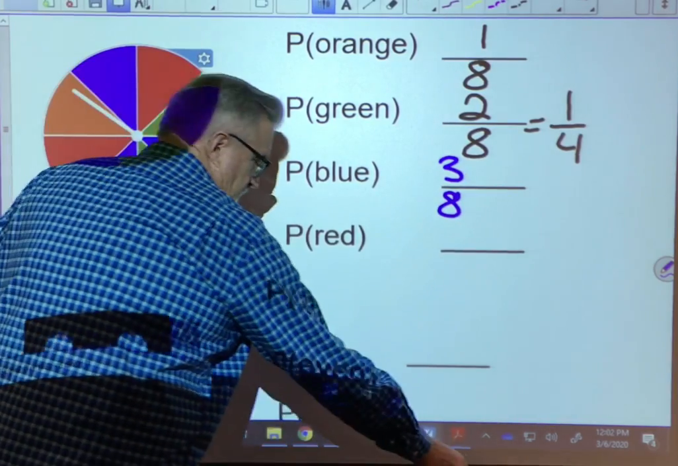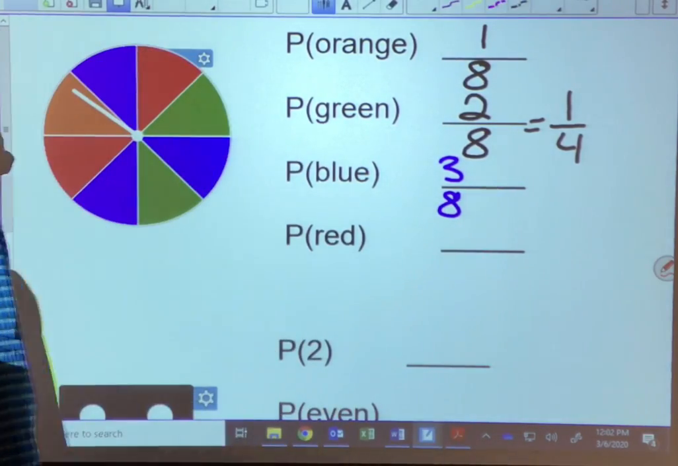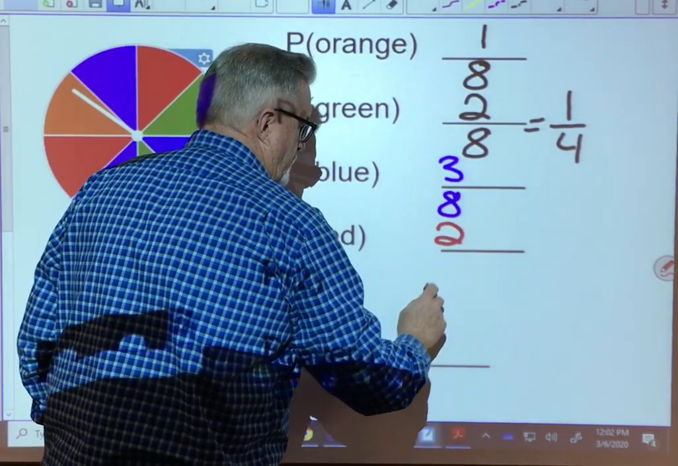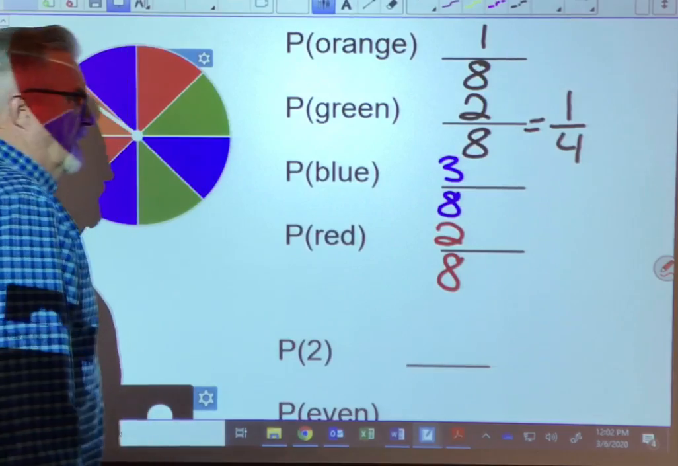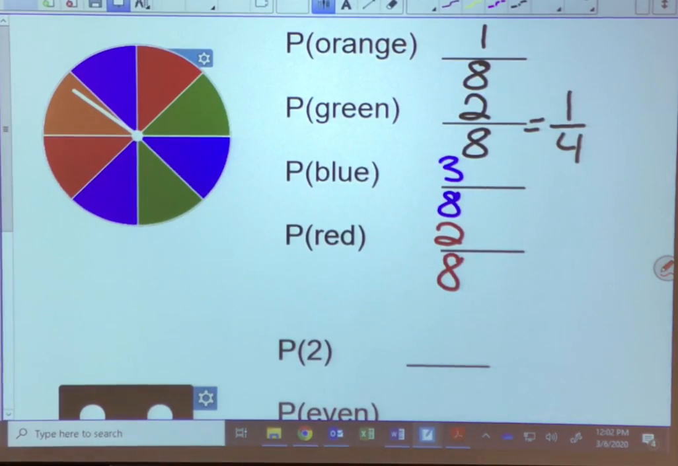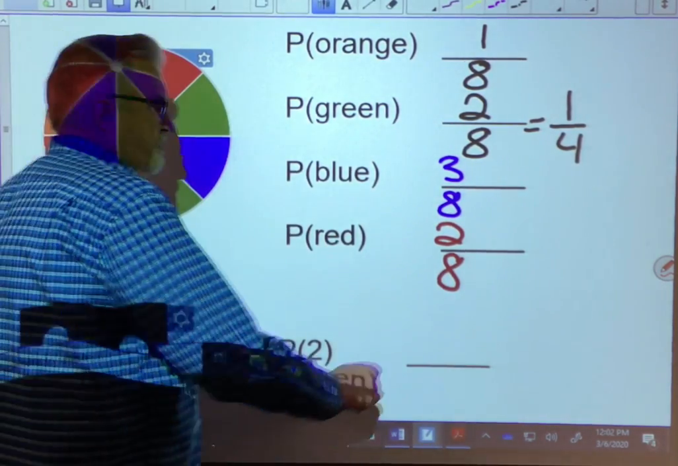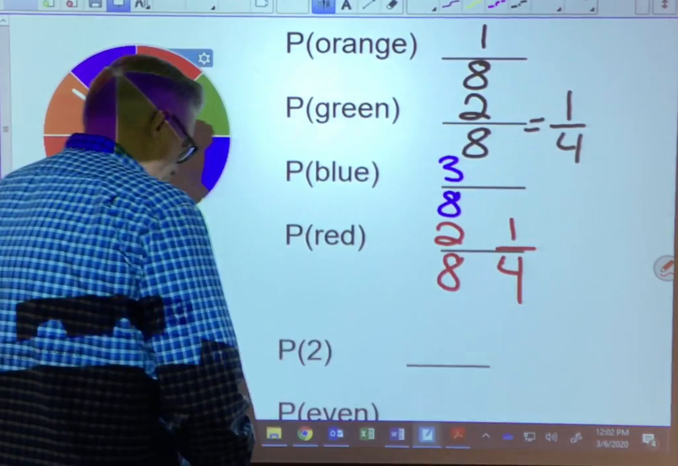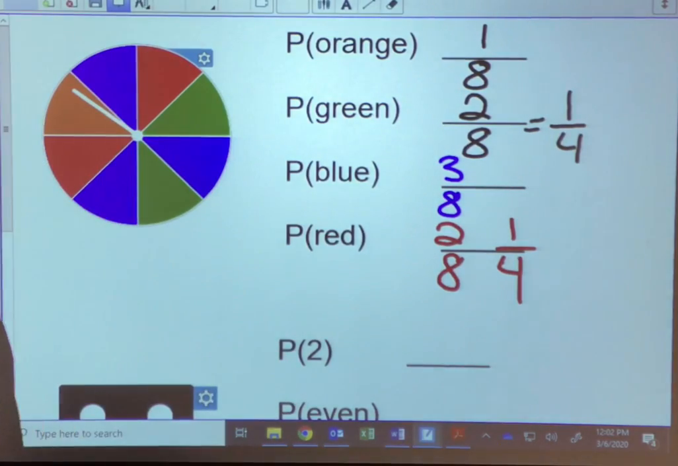And then the next thing is the probability of getting a red. Well, since there's 2 reds, those are our favorable outcomes. The total outcomes is still 8. And again, as it was with green, this is going to simplify down to 1/4. Okay? So that means 1 out of every 4 times we spin, it ought to land on a red. So I should be able to spin that and got an orange on the first time.